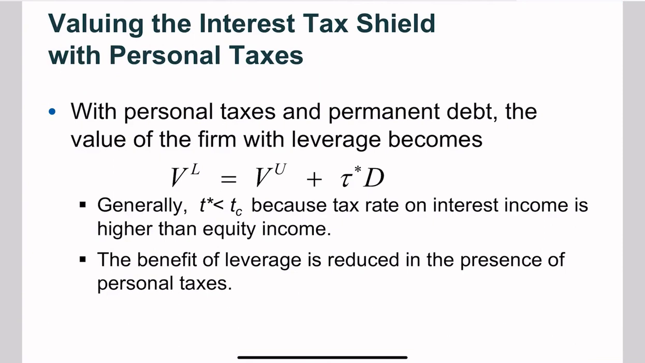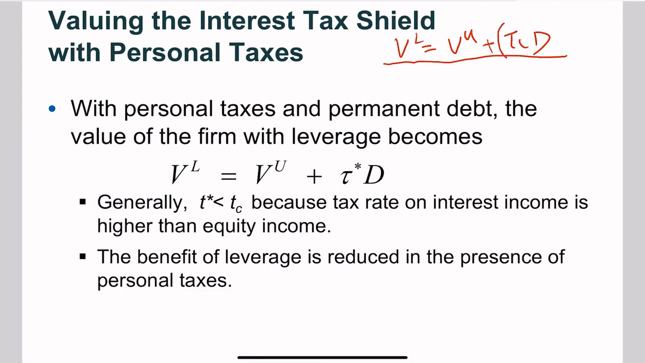So here we will only talk about a very specific case. That is, we will think about how permanent debt will change the firm's value by considering personal taxes. We learned in the last lecture, if a firm has permanent debt, and if we only consider corporate taxes, then the firm's levered value is given by this formula. And we also understand TC is the tax advantage of debt when we don't consider personal taxes.